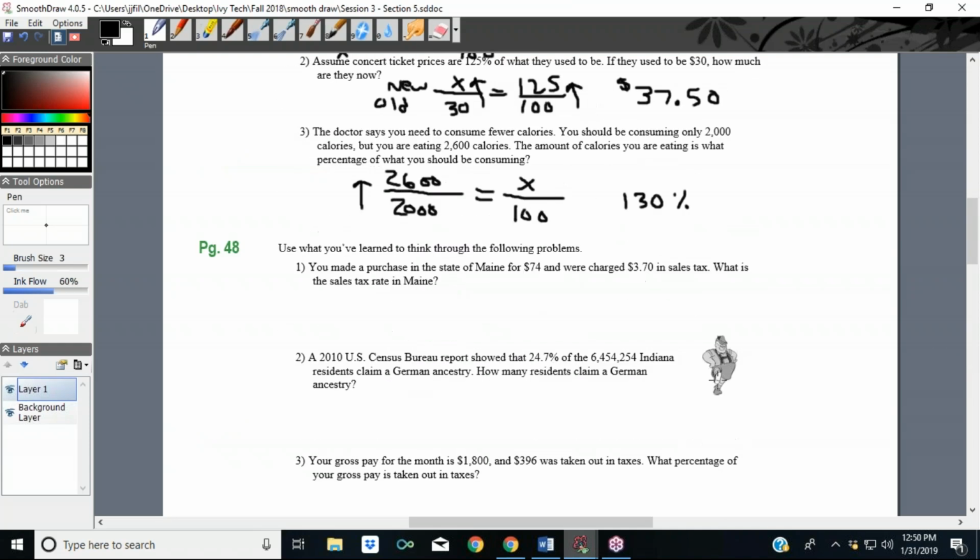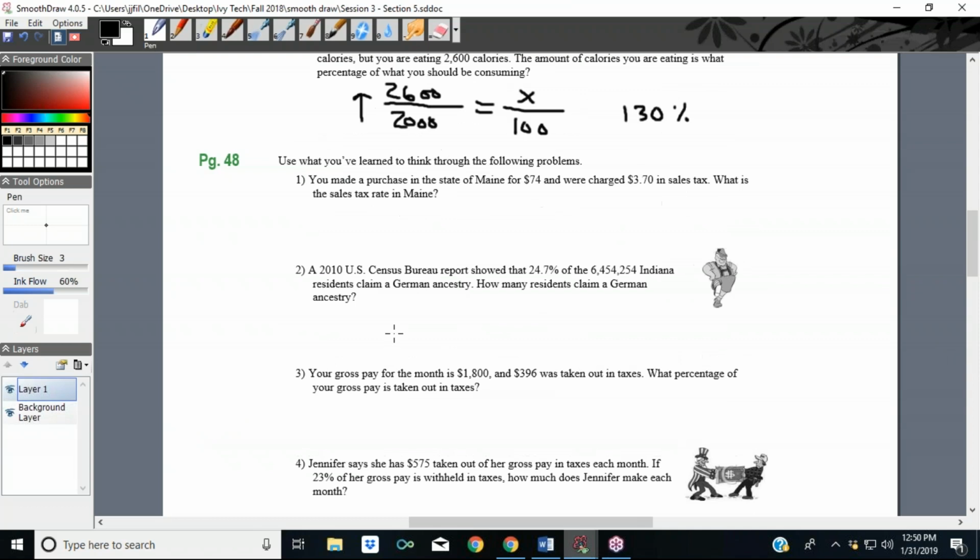All right, just about wrapping this up here. Actually, what I'm going to do with these last 4 is give you the answers, and I'll just set them up and give them to you here. So I'll just do it how I did the last 2. It says you made a purchase in Maine for $74. You were charged $370 in sales tax. We want to know what percentage that is. So the tax amount is on the top of the $74. Trying to find the tax amount.